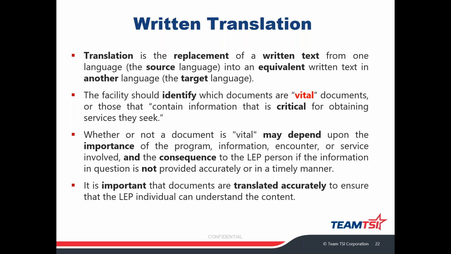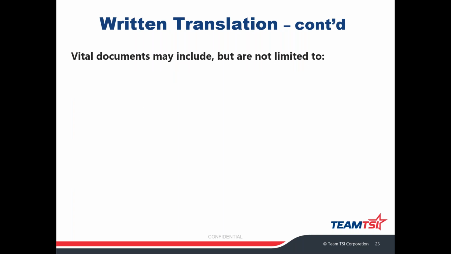It's important that documents are translated accurately to ensure that the LEP individual can understand the content. And that's what I was talking about earlier. You can use computer programs to translate. What we have to be careful about is, do they translate it accurately? And so what the Office of Civil Rights, should they survey, is going to look for is how do you know that the information is translated accurately?